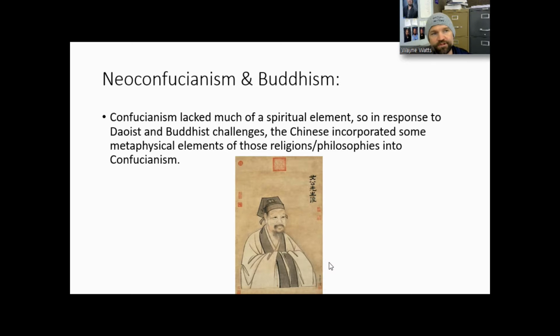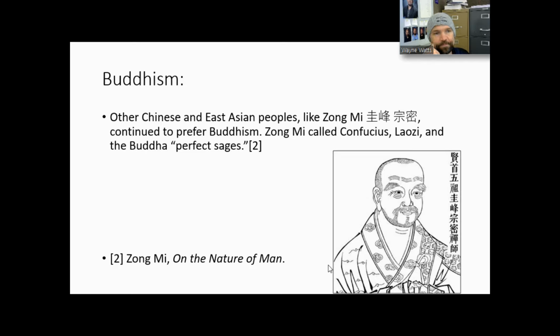Confucianism lacked much of a spiritual element, so in response to Taoist and Buddhist challenges, the Chinese incorporated some metaphysical elements of those religions and philosophies into Confucianism, and hence we have Neo-Confucianism. However, other Chinese and East Asian peoples like Zongmi continued to prefer Buddhism. Zongmi called Confucius, Lao Tzu, and the Buddha perfect sages in order to try to placate the balance between them. He was arguing that not every teaching has to be a teaching from Confucius to be a good one.